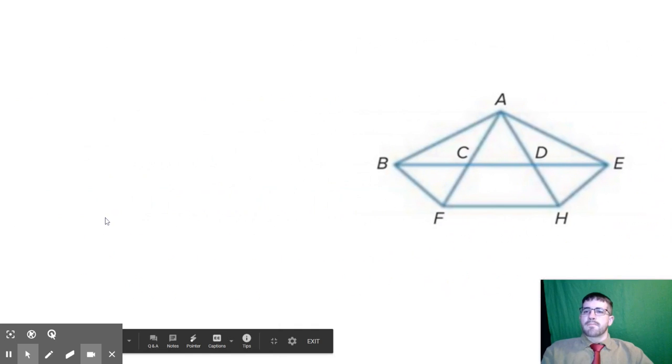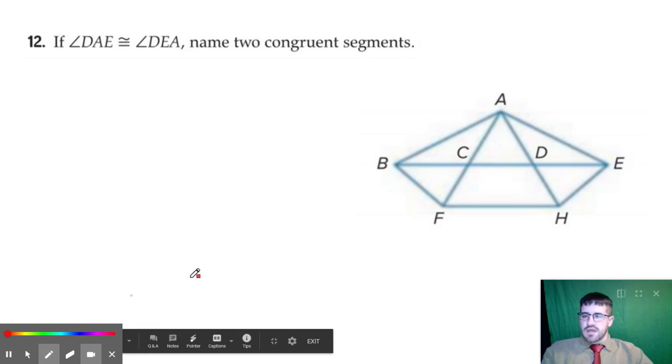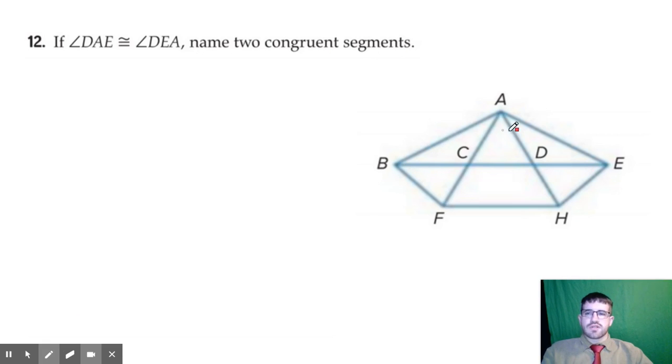Erases. Problem 12. If angle DAE is congruent to angle DEA, we want to name two congruent segments. So this is like problem 10. And what we're going to do is angle DAE. I'm going to do that in red. I'm going to underline that. We'll do some Christmas colors because of all the snow and ice outside. And angle DEA.